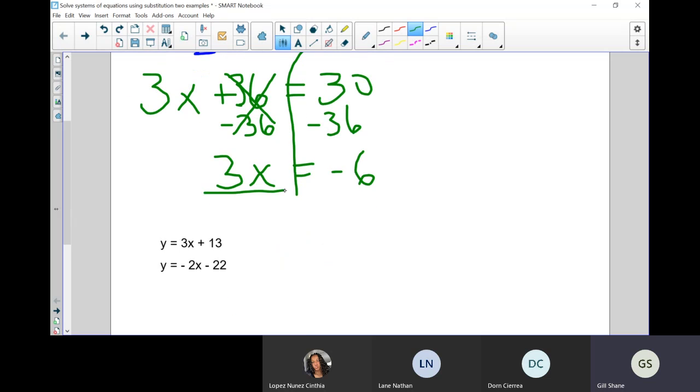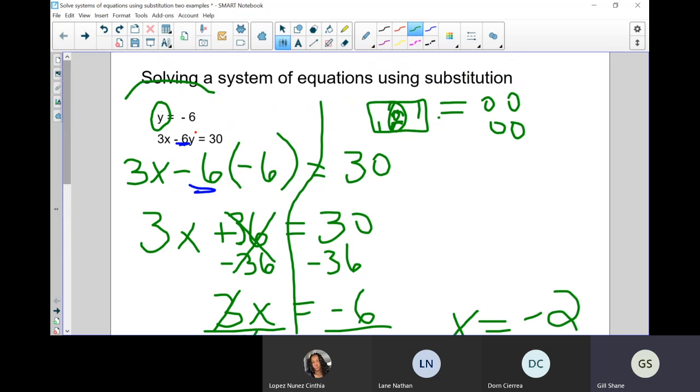Last step, divide by 3, divide by 3, and I get x equals -2, because those two cancel out, and -6 divided by 3 is -2. So in this particular problem, we're done. We already knew what y was, because it tells us that in the first piece. It just says y is -6. We just solved it, and we got that x is -2.